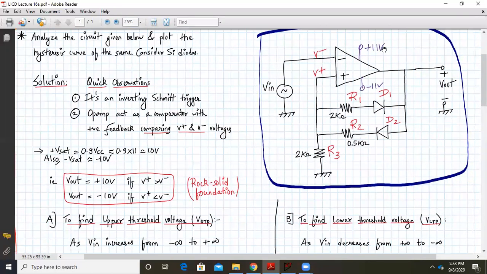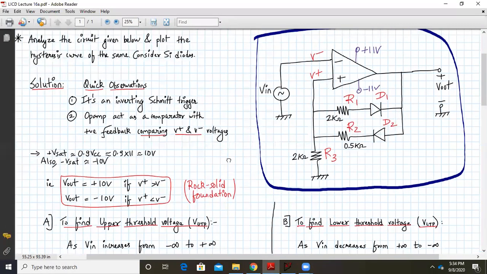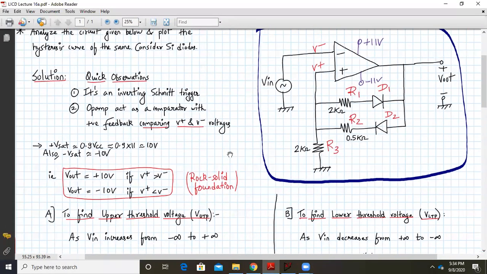Also, since the power supply is given as plus or minus 11, we consider plus or minus VSAT as 90% of VCC. That will be close to 10 volts. We have approximated it to 10 volts. Exactly, it will be 10.1. So let us consider 11 into 0.9. It will be around 9.9 volts.